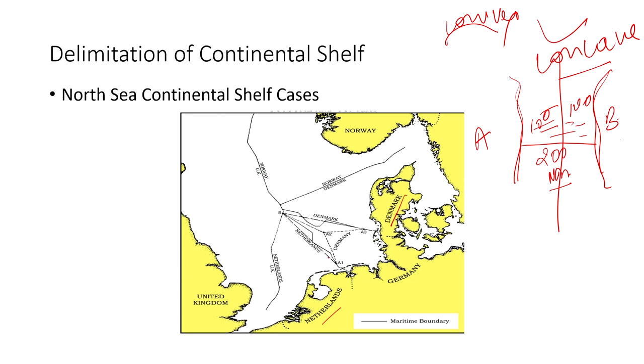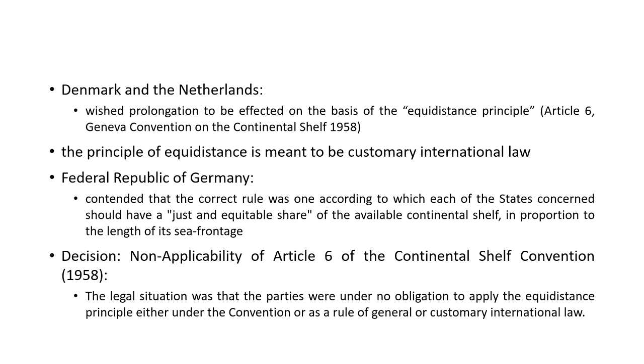Well, friends, they were not hesitant in applying this particular principle, because they were getting a larger chunk of share as far as the equidistance principle's application is concerned. But you will see that Germany was at a disadvantageous position, and we must also note that Germany was not party to the Geneva Convention on Continental Shelf 1958. So, here, whether Germany was bound to apply the equidistance principle, the court decided in favor of Germany. It said that Germany is not bound to apply the equidistance principle, firstly because it is not party to the convention, and secondly, the equidistance principle also is not a customary rule of international law.